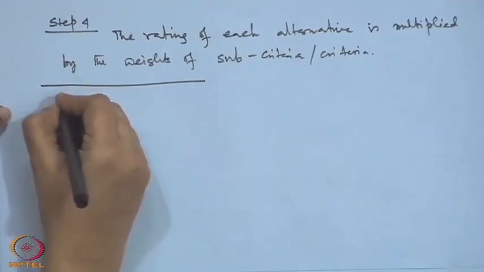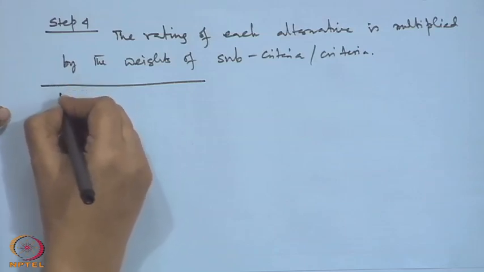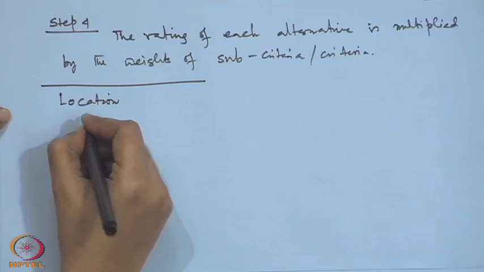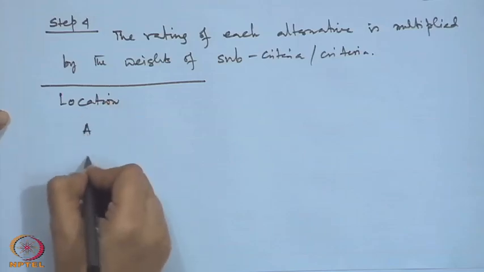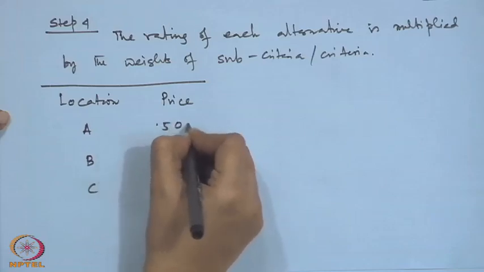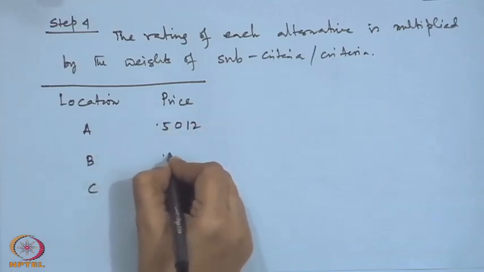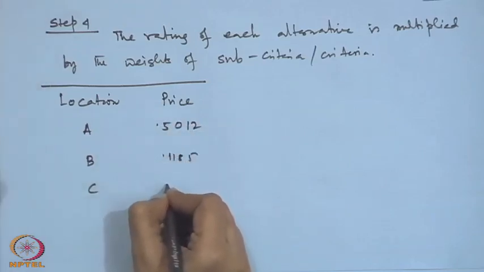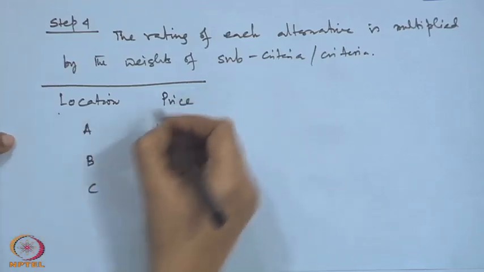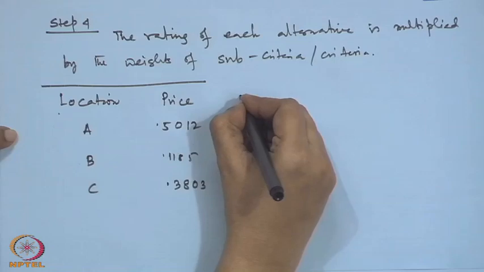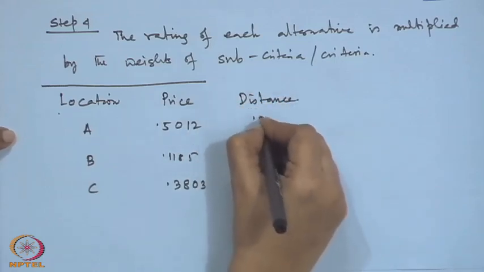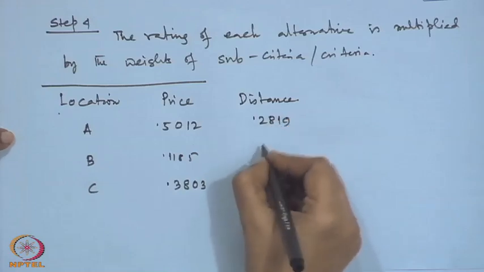For the price, we have just now calculated the priority vector, that is 0.5012, 0.1185 and 0.3803. Similarly, we can do it for distance. In the similar process, we can construct the priority vector after normalization.